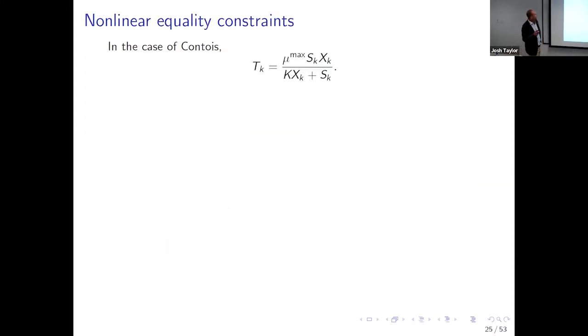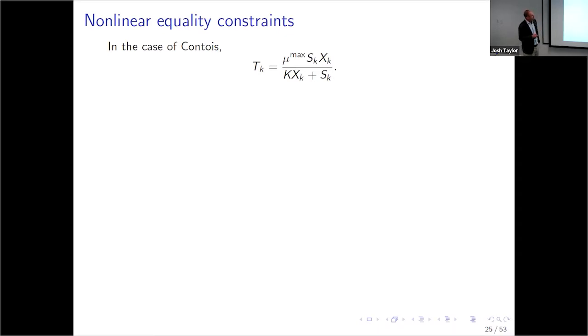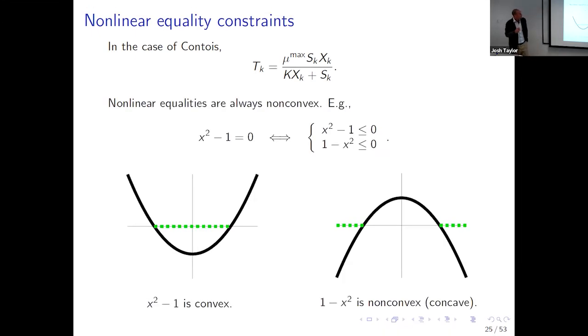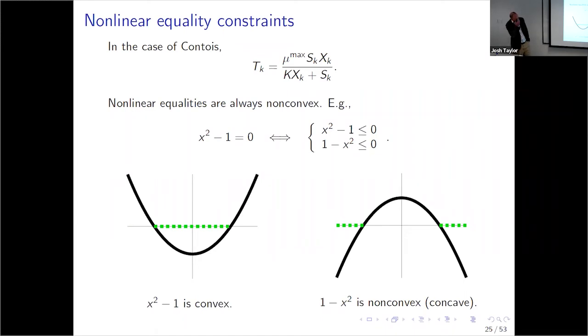Okay, let's understand constraint 4. In the case of the Contois growth function, this is what it looks like. Now, this is a nonlinear equality constraint. Nonlinear equality constraints are always non-convex. Consider, for just a simple example, x squared minus 1 equals 0.